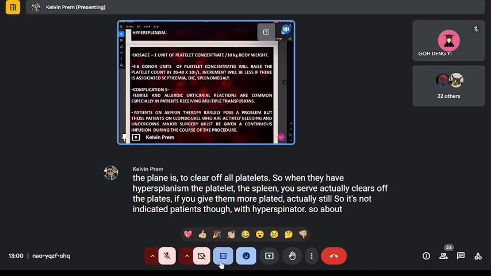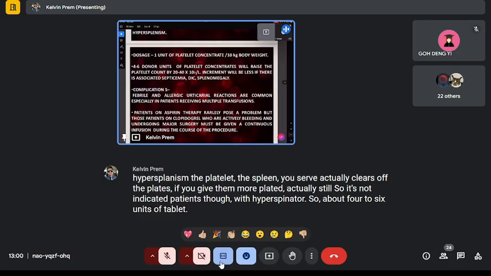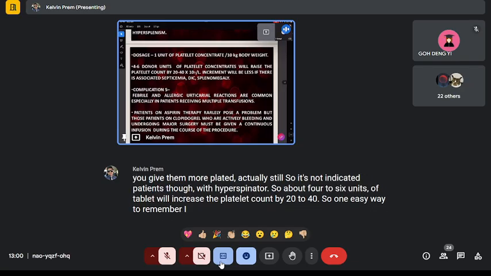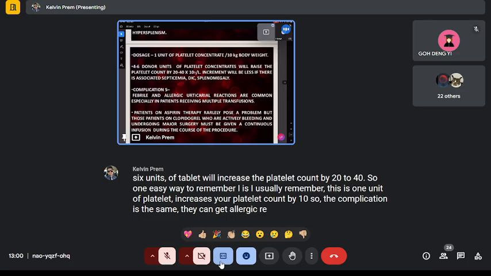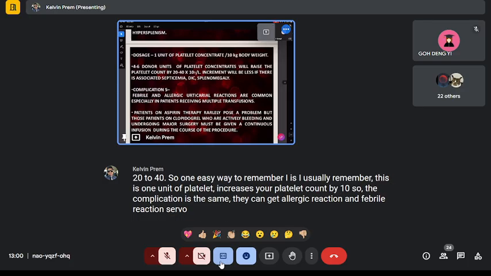About 4 to 6 units of platelets will increase the platelet count by 20 to 40. One easy way to remember, I usually remember this as 1 unit of platelets increases your platelet count by 10. The complications are the same. They can get allergic reactions and febrile reactions as well.